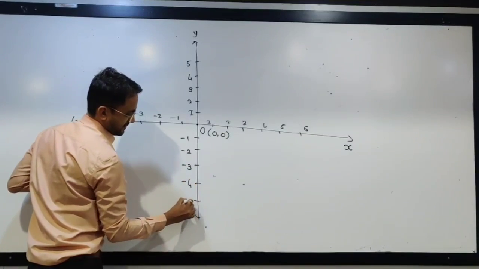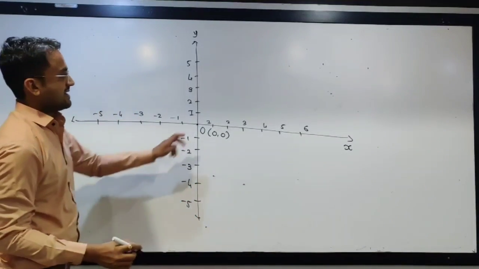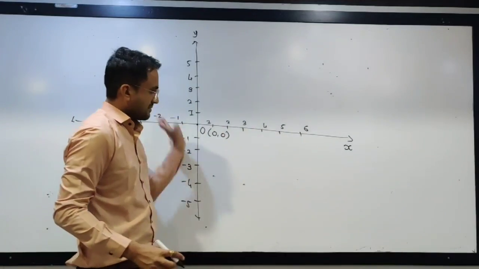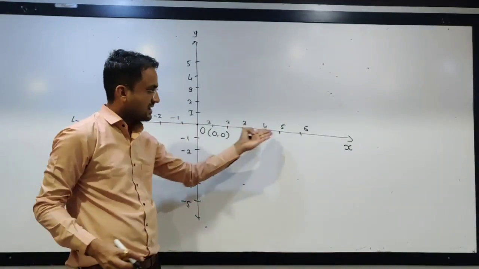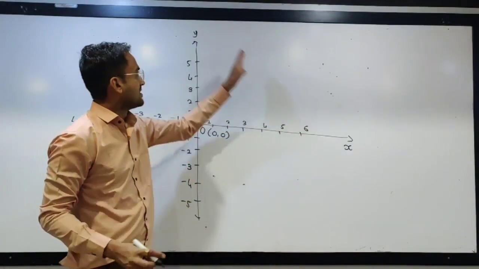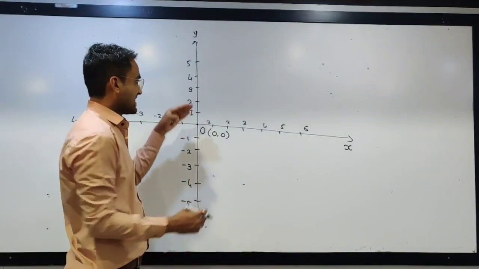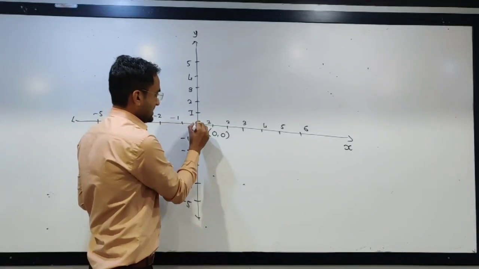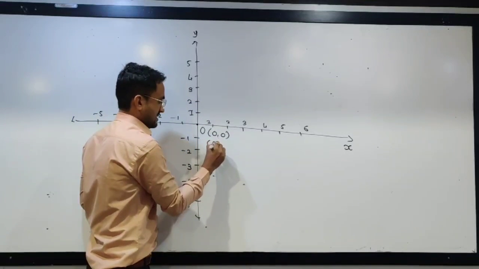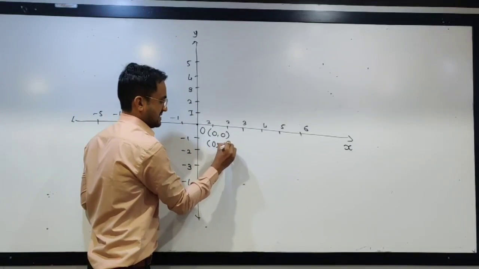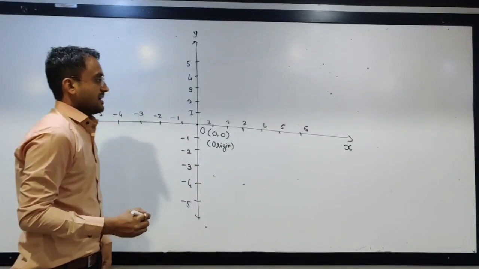So up to this, what we have decided: this is your Cartesian plane. The horizontal line is called the x-axis, the vertical line is called the y-axis. The point of intersection of these two lines is called the origin, right?